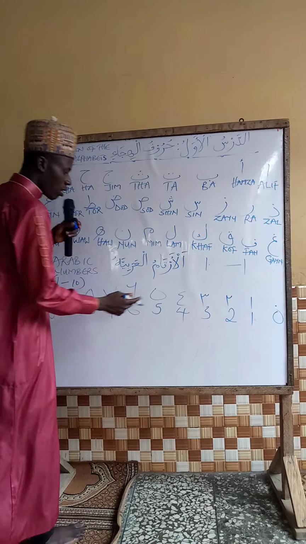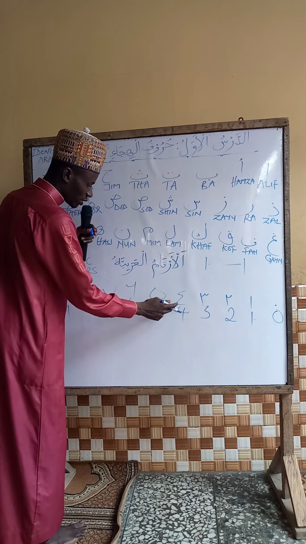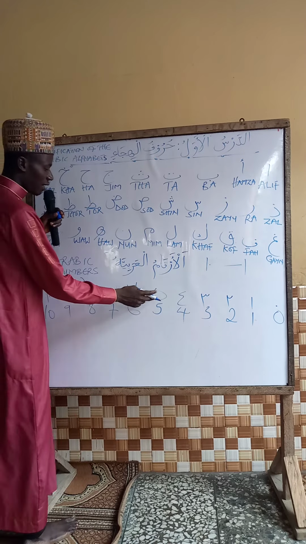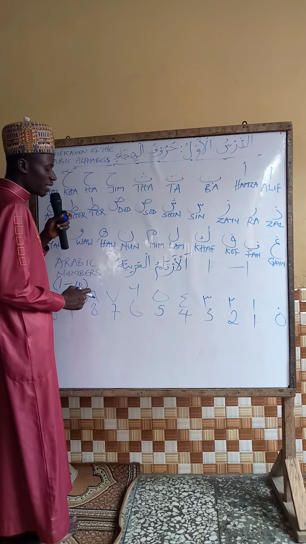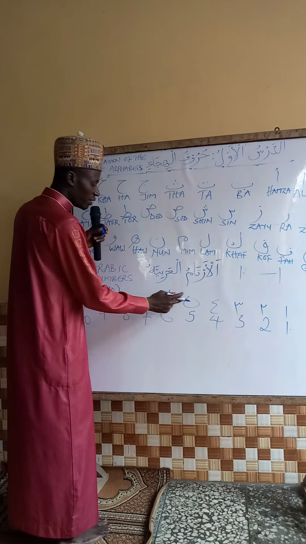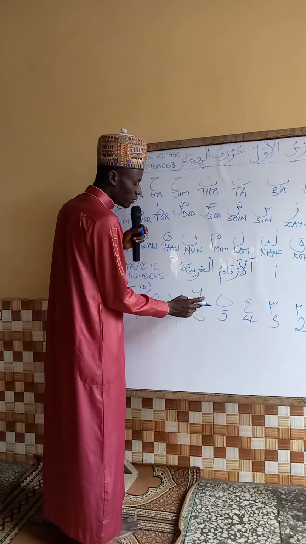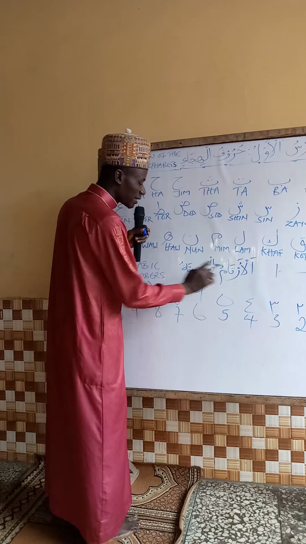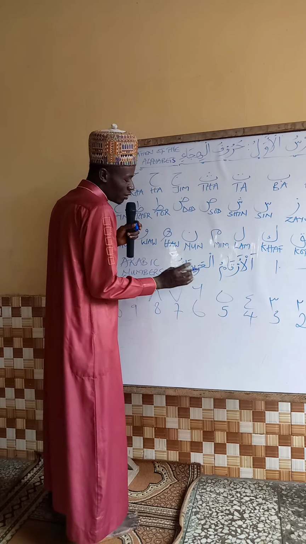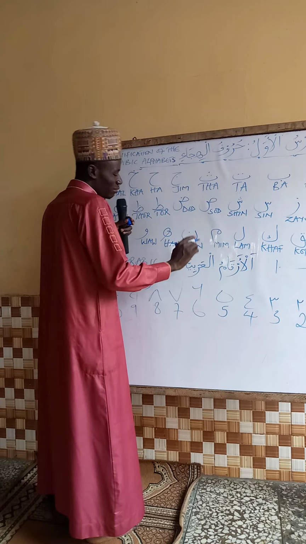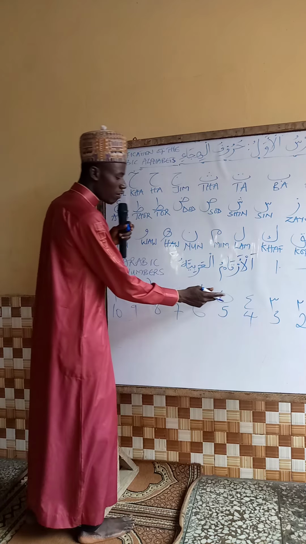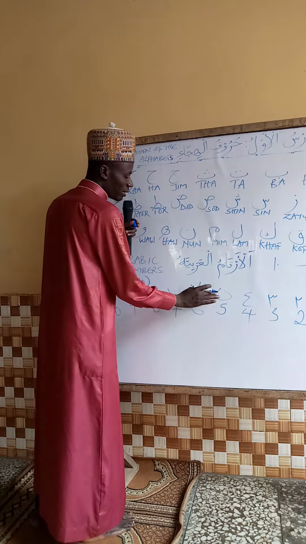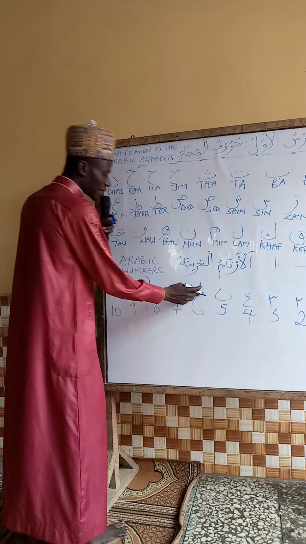Now we have 4. Look at the way it is written, facing your right hand side. We have 5. 5 is written like this. It looks like 0 in English, but it's not 0. It's round, but not that round. So whenever you come across a number like this in Arabic, it is known as 5.